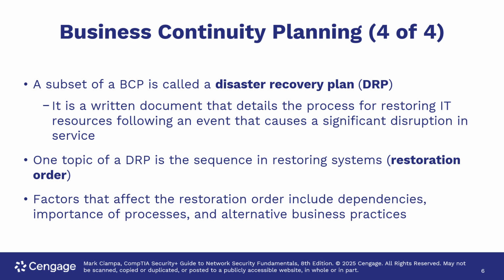One topic of a DRP is the sequence in restoring the system. That's the restoration order. Turn this on, turn that on, bring this online, do this. The factors that affect the restoration order include dependencies, the importance of processes, and alternative business practices.